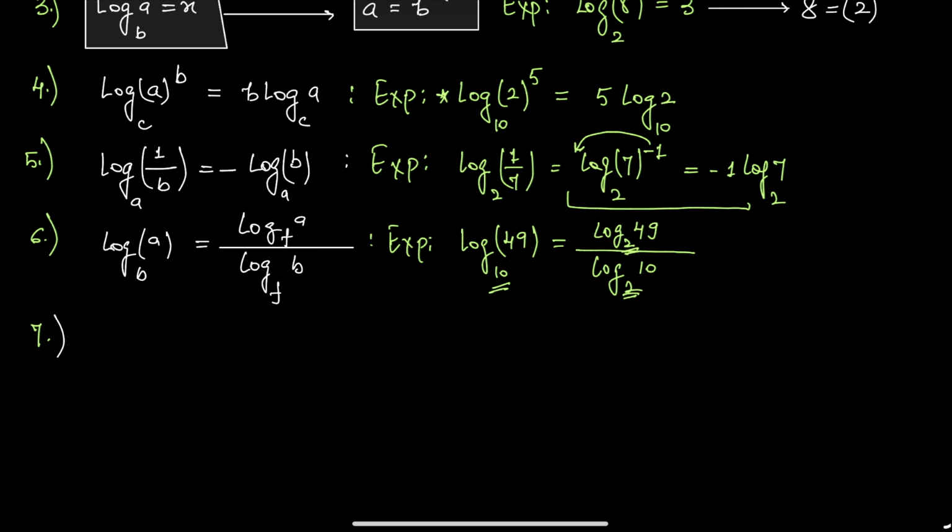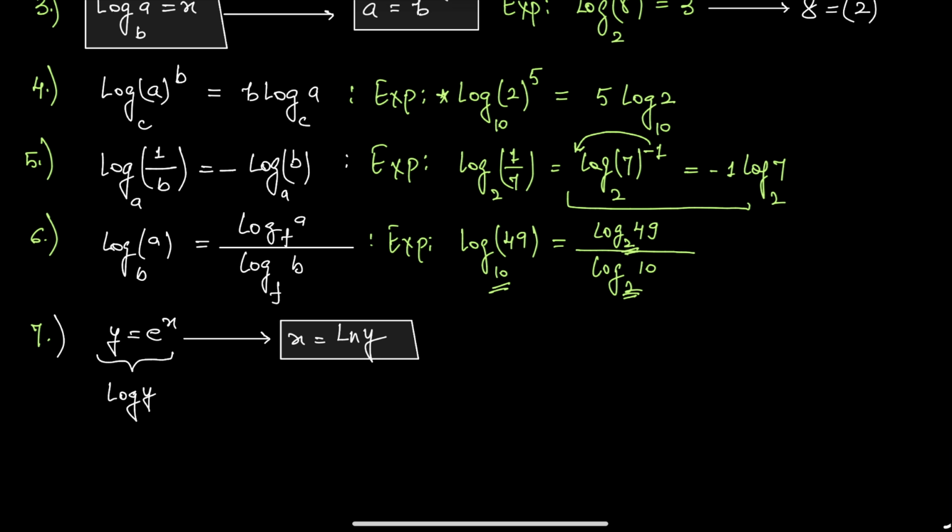In the seventh expression, we are going to convert y equals e raised to the power x to natural log format, and we will write it as x equals ln y. How do we actually convert y equals e raised to the power x to x equals ln y? Let's understand this. Suppose we have this as a final expression. First of all, I will write log on both the sides with base e. So we are taking log on both the sides and we are keeping the base as e.